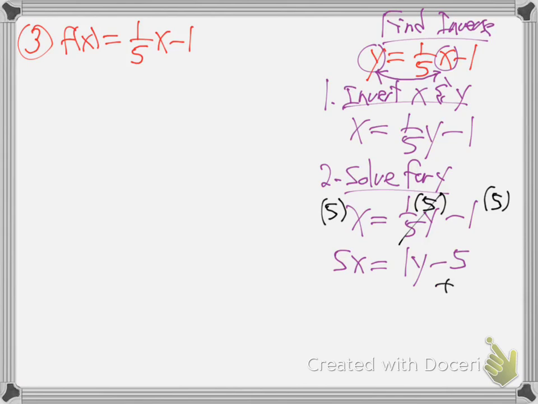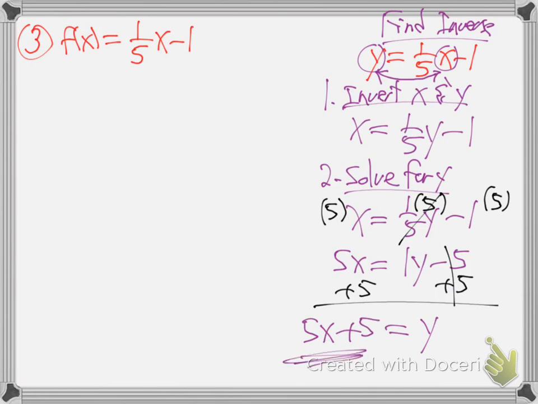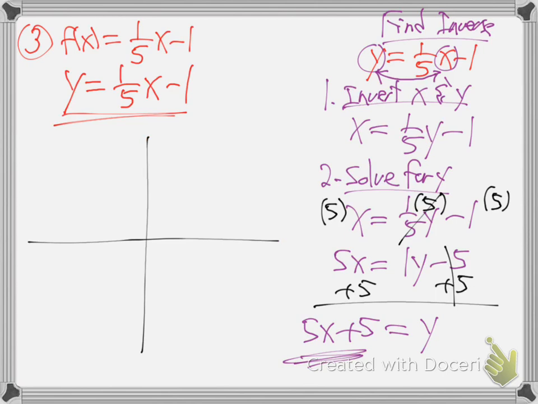Trying to get y alone now. Add 5 to both sides. Cancels out here. Y equals 5x plus 5. We did it. We got y alone. That's the inverse function. And up here, y is 1/5 x minus 1. That's the original function. Now we have to graph them both on the same axis system.